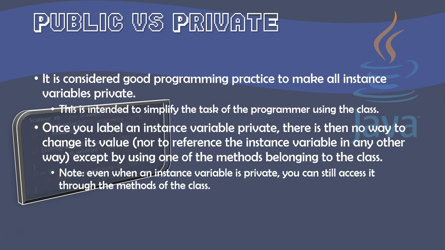Now, once you label an instance variable private, there's no way to change its value nor reference the instance variable in any other way except by using one of the methods that belongs to the class. And again, we'll talk more about these types of methods as we dive deeper. Now note, when a variable is marked as private, you technically can still access it through those methods of the class. And those methods we're going to call set and get methods, or accessor and mutator methods. But don't worry about that right now, because we're going to focus on that a little bit later down the road here.